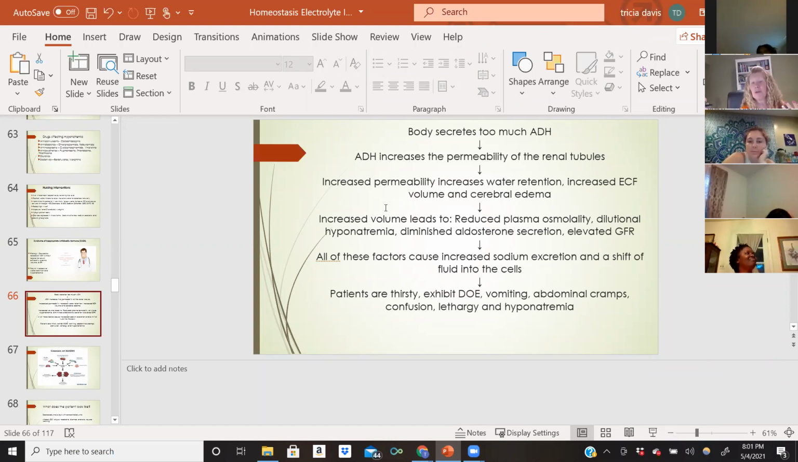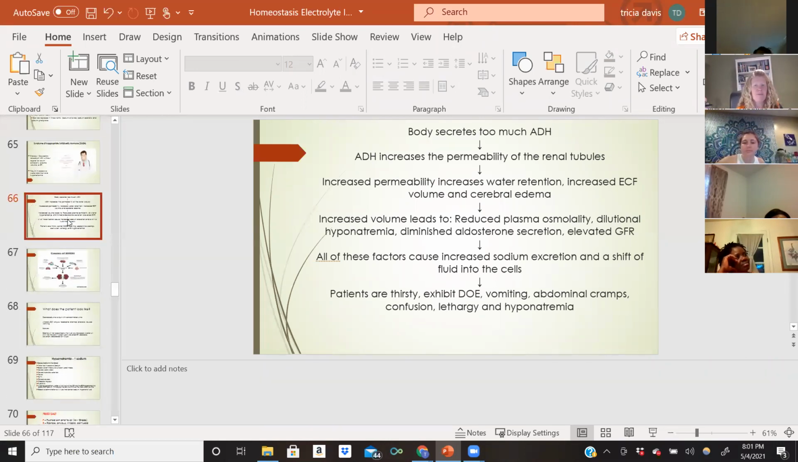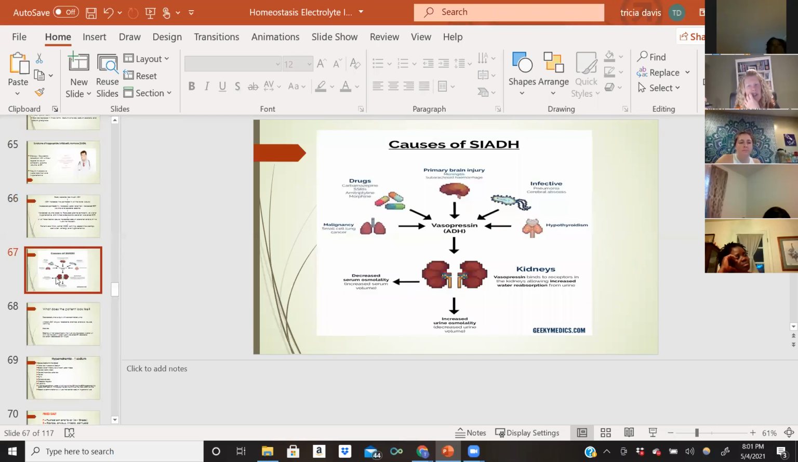They might have abdominal cramps. You're going to see confusion. They might not know where they are. They can be very lethargic. And then, of course, we're going to see hyponatremia in their labs. You guys need to know that, okay?